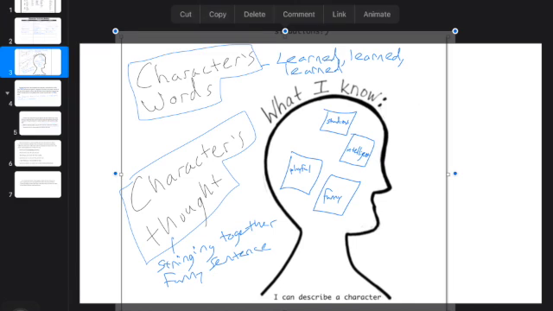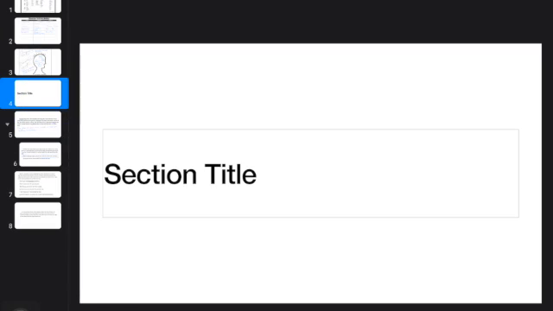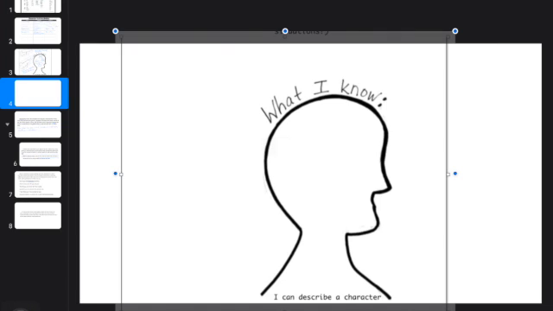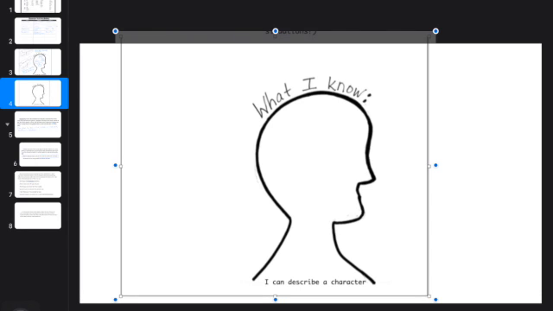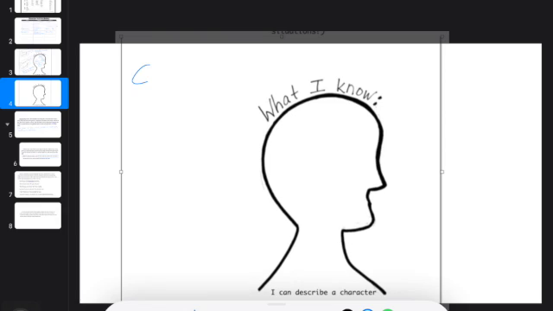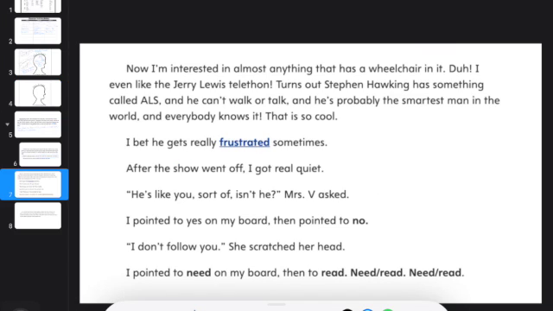I'm actually going to copy this and post it onto a new blank. So remember, characters' words and characters' thoughts. And we're really focused in on characters' thoughts for this lesson because the main character of the text we're looking at is somebody that speaks in her mind. She would say all this stuff out loud if she could, but unfortunately she's only capable of speaking by pointing at words. So we're going to look at this text and it says, "Now I'm interested in almost anything that has a wheelchair in it." Ooh, I want to go like this.